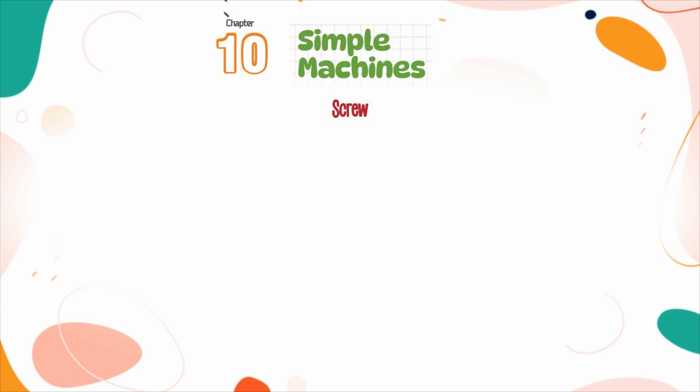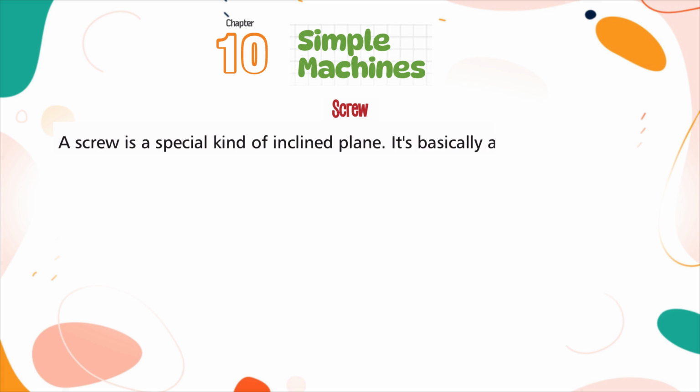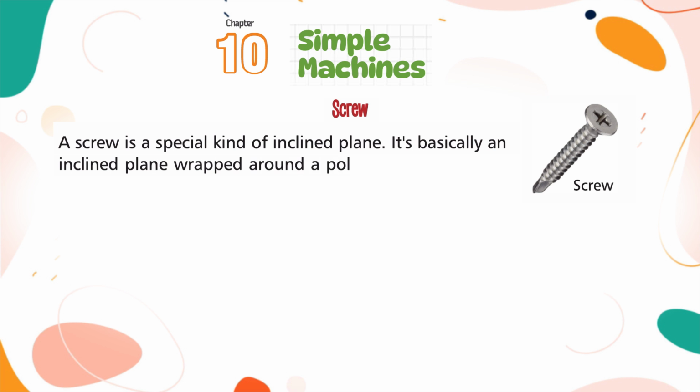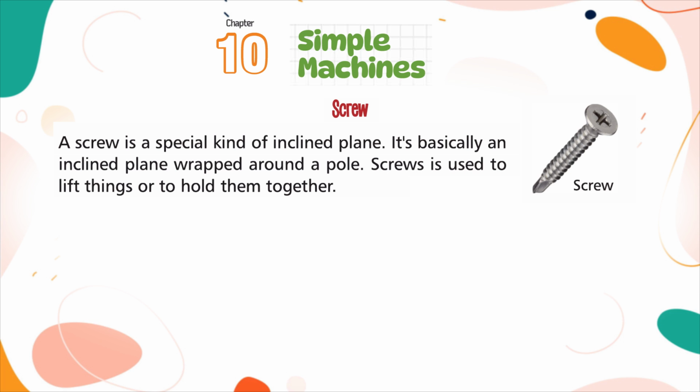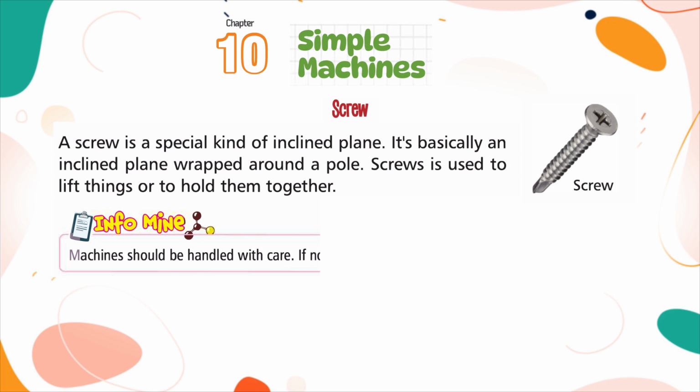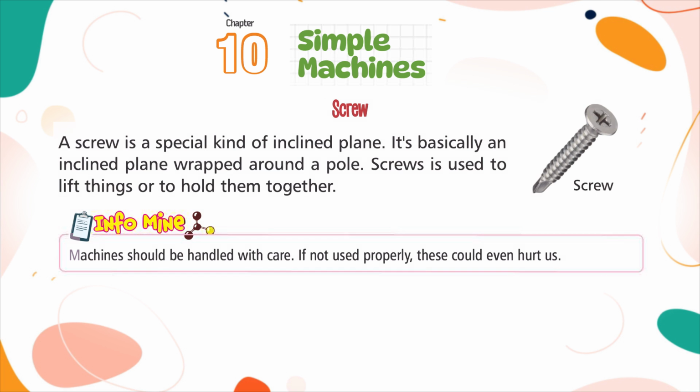Screw. A screw is a special kind of inclined plane. It's basically an inclined plane wrapped around a pole. Screws are used to lift things or to hold them together. Info mine. Machines should be handled with care. If not used properly, these could even hurt us.